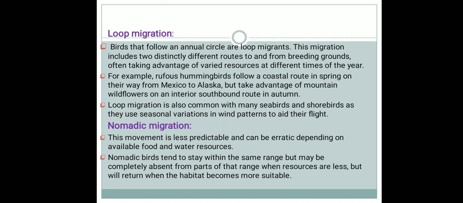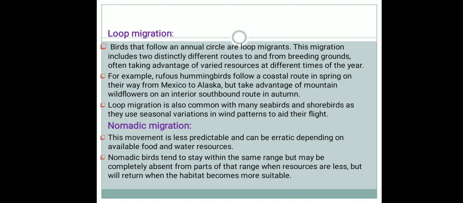Seventh, loop migration. Birds that follow an annual circle are loop migrants. This migration includes two distinctly different routes to and from breeding grounds, often taking advantage of the various resources at different times of the year.